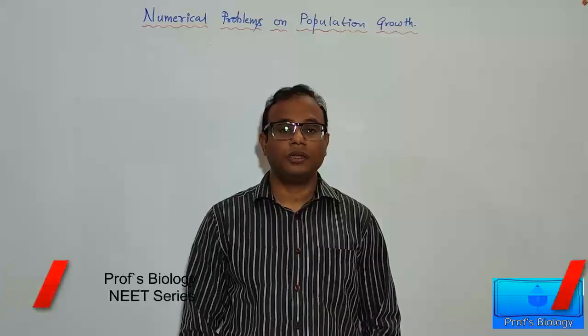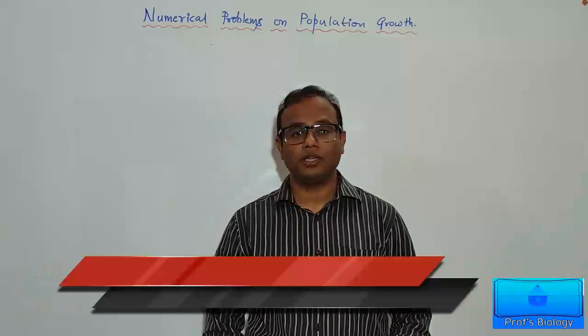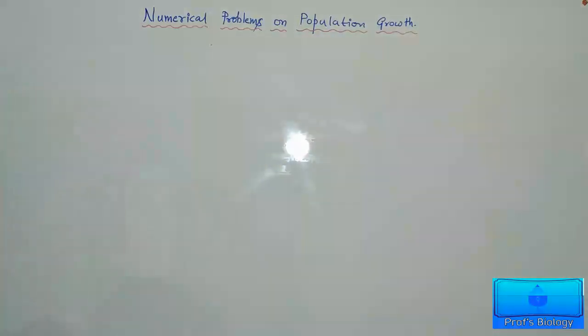Hello students, today we will be solving some numericals on population growth. Let us begin with our first problem. The problem reads like this. If a population of 50 paramecium present in a pool increased to 150 after an hour, what would be the absolute growth rate of population?